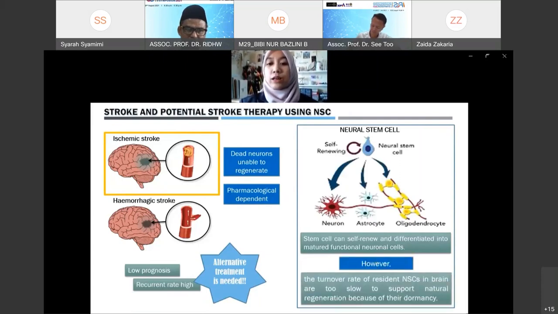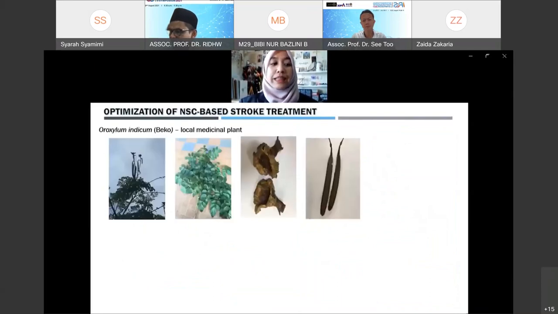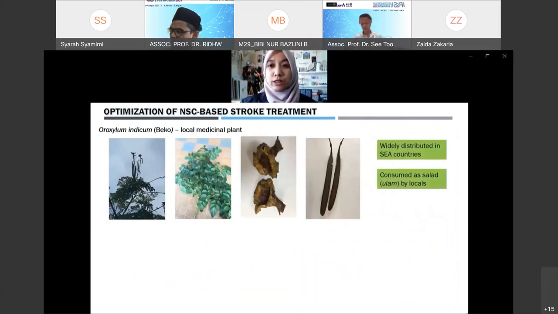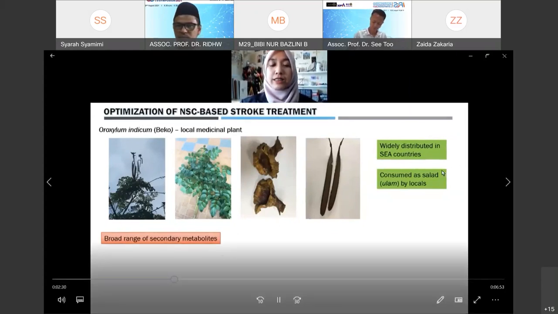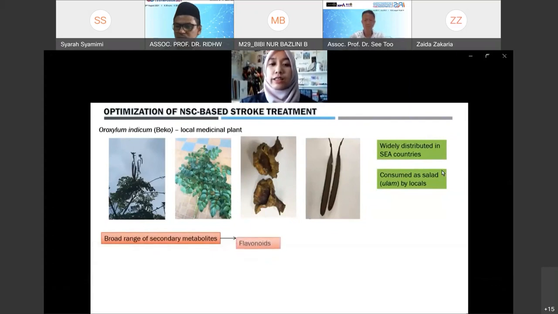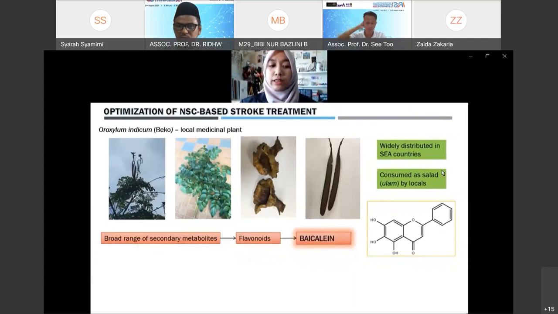However, the turnover rate of resident neural stem cells in the brain is too slow to support natural regeneration because of their dormancy. Therefore, in this study, baicalin was used to precondition the neural stem cells. Baicalin is obtained from the Oroxylum indicum plant, locally known as the Bekoh plant, which is widely distributed in Southeast Asian countries, and it is also consumed as ulam by the locals. It is a unique plant which has a broad range of secondary metabolites such as flavonoids or alkaloids, and baicalin is the most abundant flavonoid in the plant.